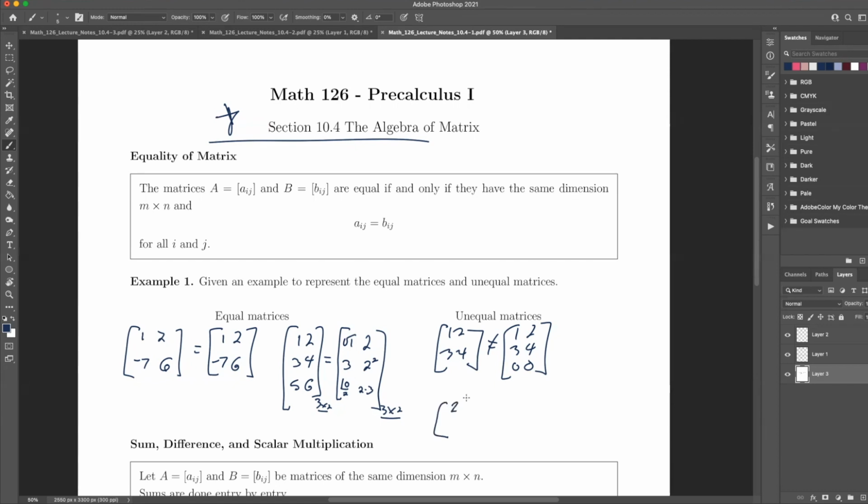2, 1, 4, 3. So let's pretend, and they also have to be in the same.